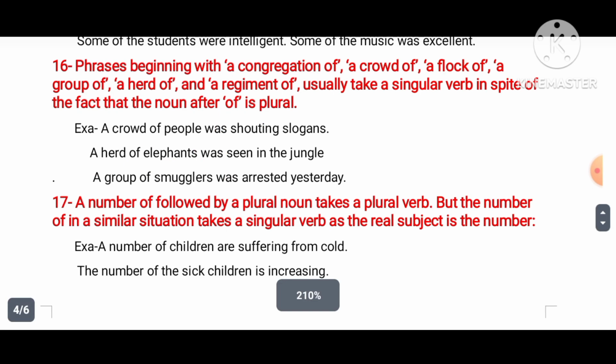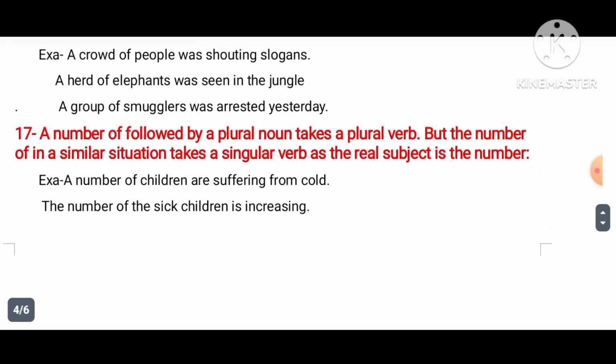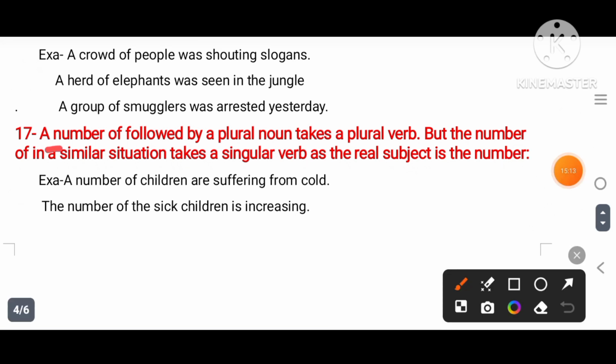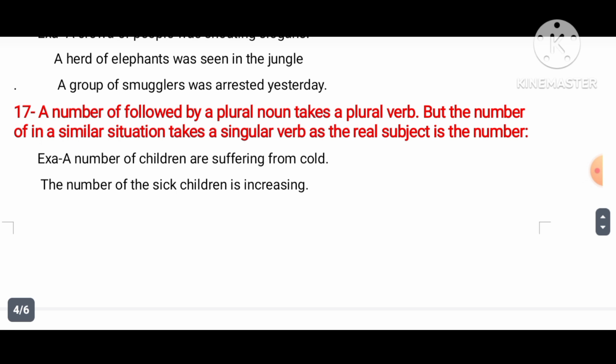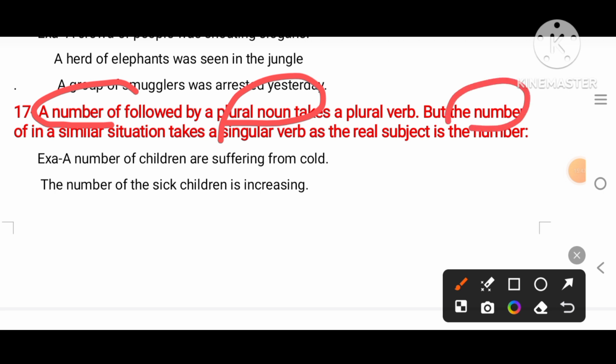Okay. Then a number of, followed by a plural noun, takes the plural verb, but the number of takes a singular verb. Look at this: if it is a number of, we use a plural verb, but if it is the number of, we use a singular verb. This is the difference, nothing else. A number of, plural verb; the number of, singular verb. Only understand these things, remember these things.